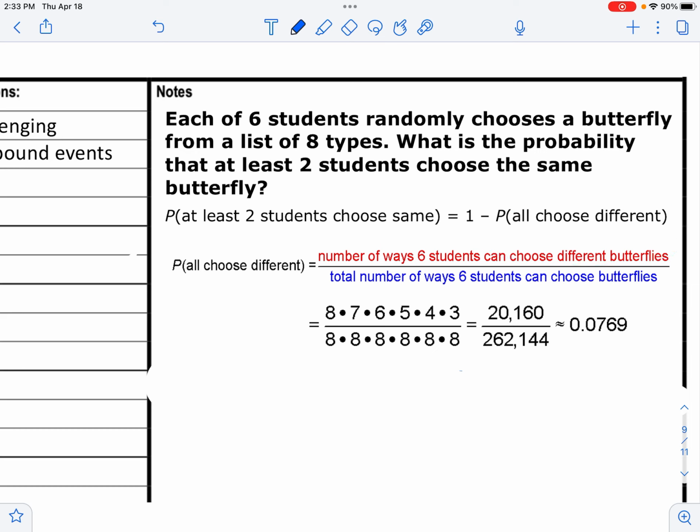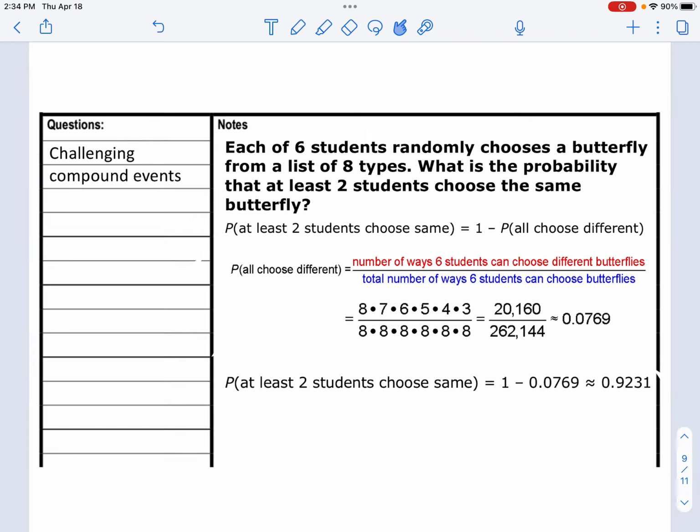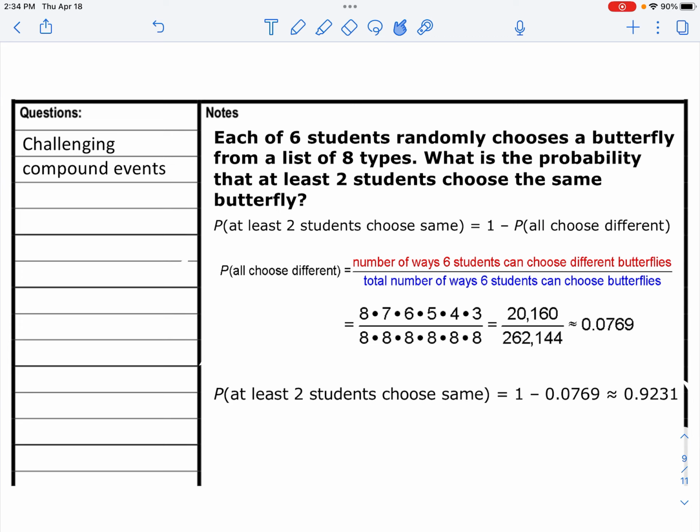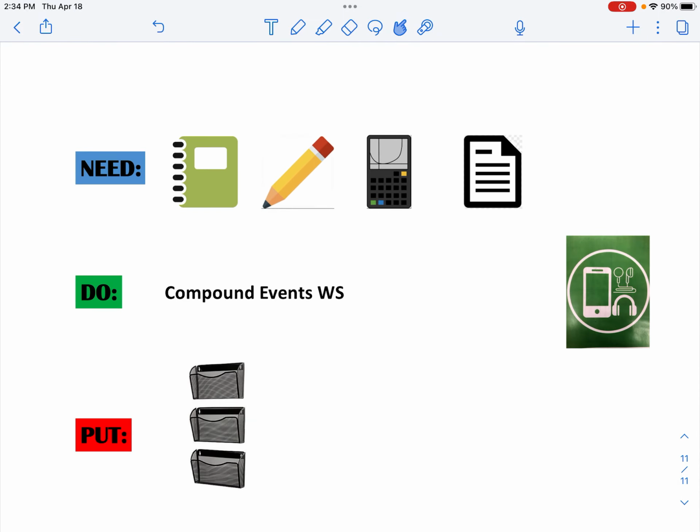So that means I would just take that away from 1, and that would tell me the chance that at least 2 students choose the same butterfly. So that would be 0.92, right? 0.9231. About a 92% chance that at least 2 students are going to choose the same butterfly. And hopefully that kind of makes sense. This is a little bit more complicated one, but sometimes with those more complicated ones, it's best to just work backwards. Okay, there's our probability and work on this assignment. Good luck.